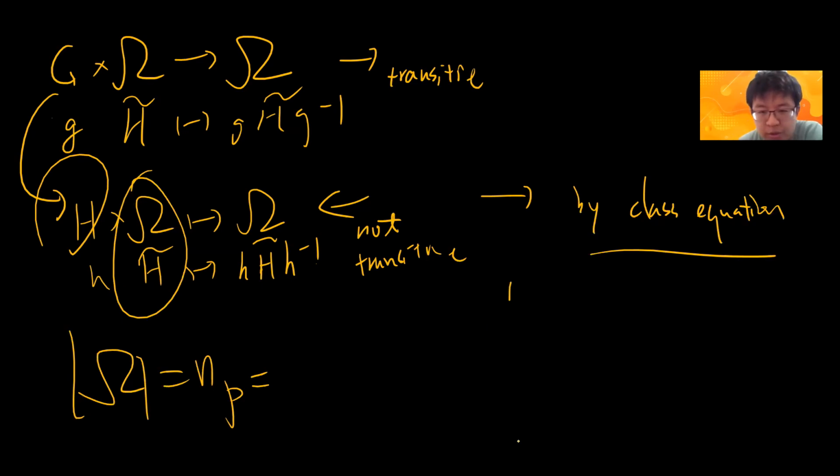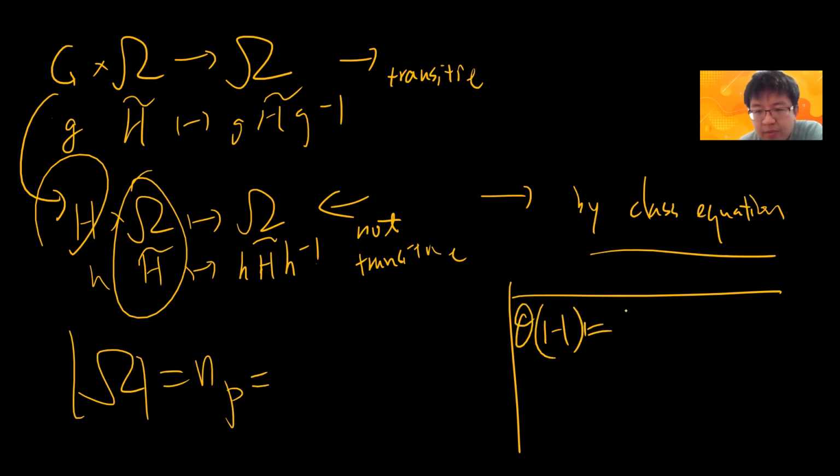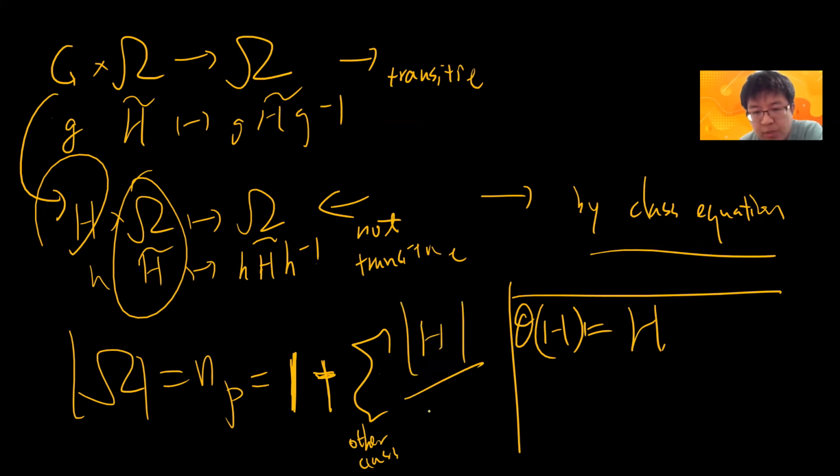So the orbit of H is just H, right? Because in this case, you use H to permute itself. So this term must be 1, and then 1 plus the sum over the other classes, which is the order of H divided by the order of some normalizer or stabilizer. Actually, I don't care. Let's say this is H prime, and this is just the normalizer of H prime.